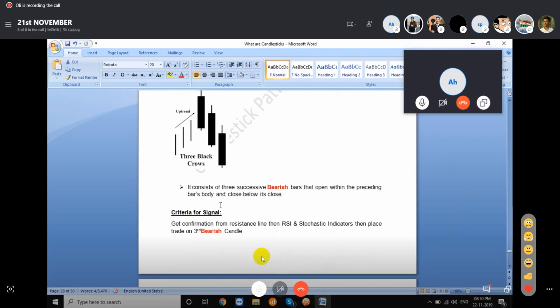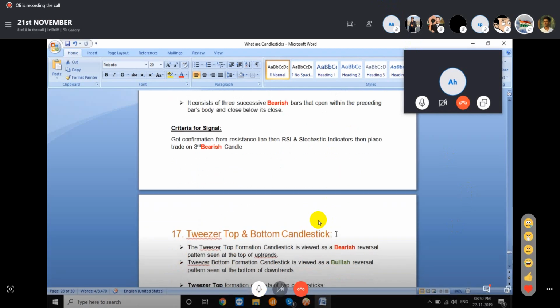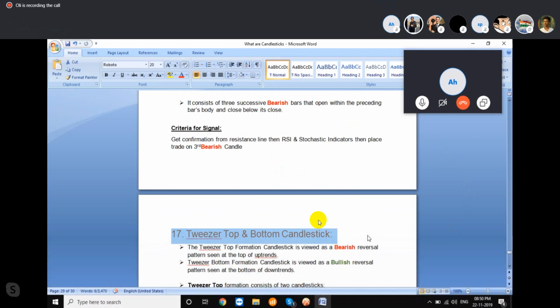Yes. Okay, fine. Good. Now the next is tweezer top and bottom candlesticks. Can anyone please explain what tweezer top and bottom candlesticks are? Yes, sir. Yes, tell me. If we see double spinning top in a resistance area, it's called tweezer top. And if we see double hammer candlestick in a support area, it's called tweezer bottom candlestick.